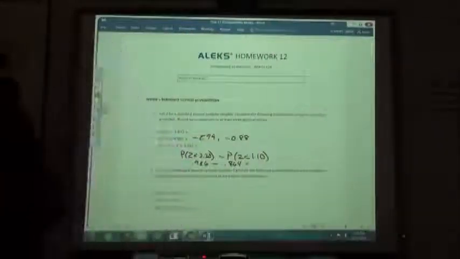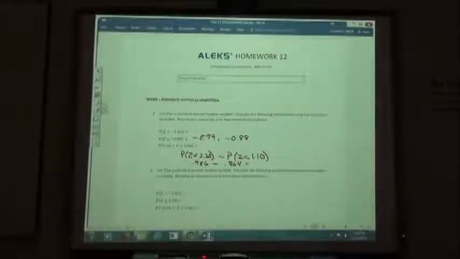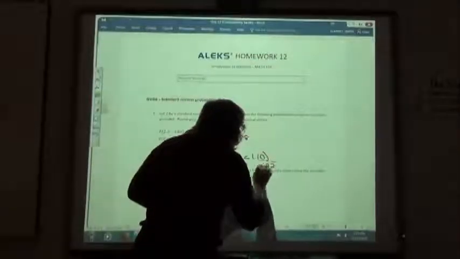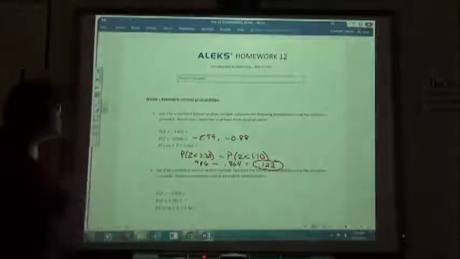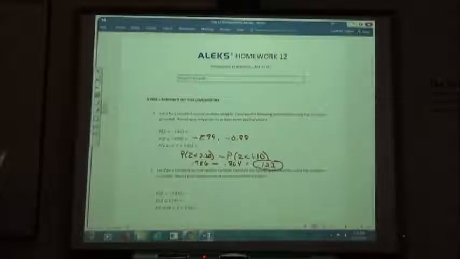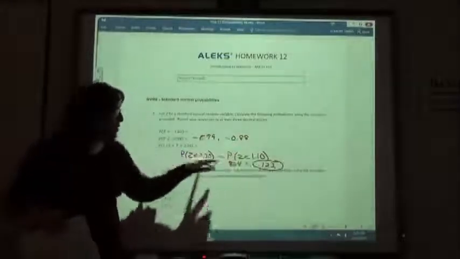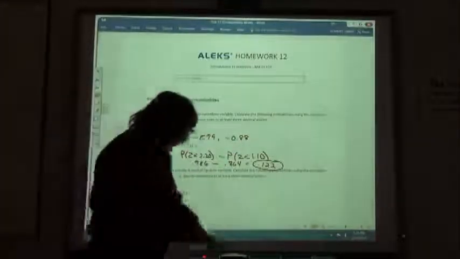And you get 0.122. All right, so if you use the table, you're going to look at the bigger number, look at the smaller number, subtract the two values.